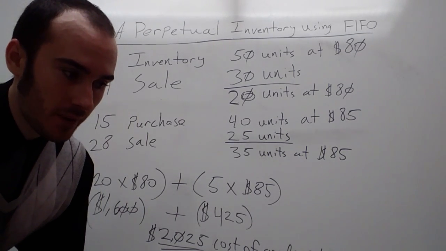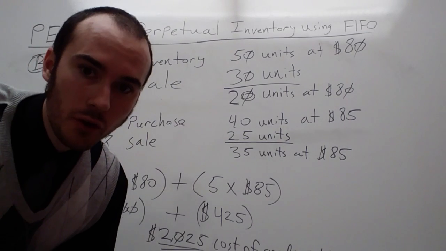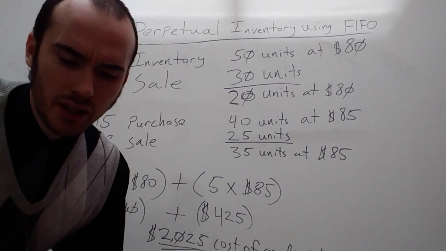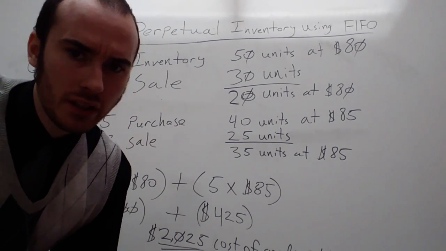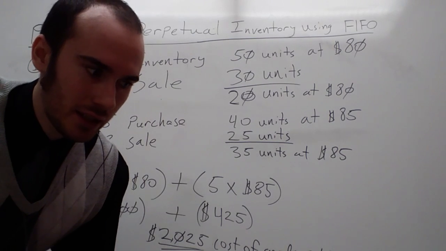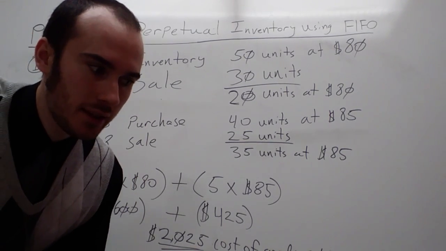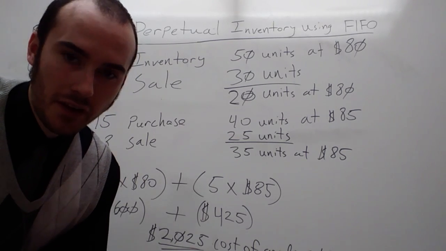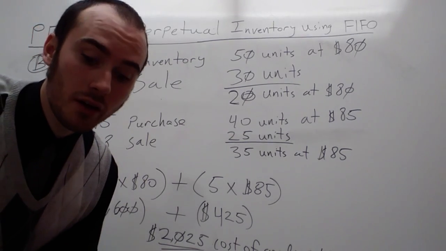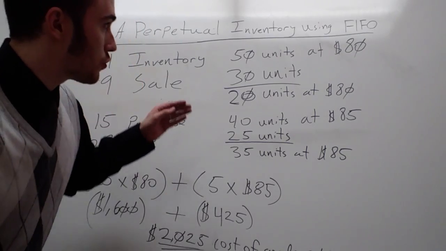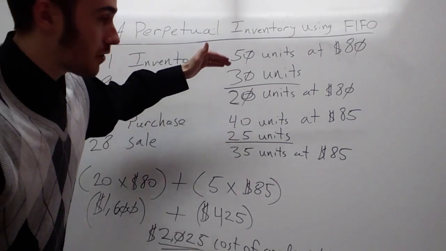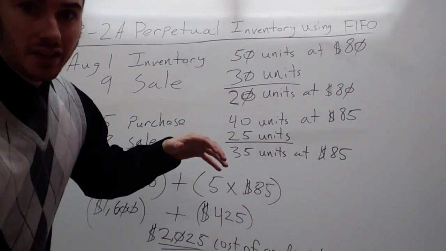Using FIFO, most of the time grocery stores use FIFO, as do restaurants. So item B901 could also be milk. It could be the steaks that the restaurant's using. It doesn't matter. It's just using FIFO, the first in, first out, which means whatever the inventory is in the beginning is what gets sold first, and the newer inventory that comes in is sold last.